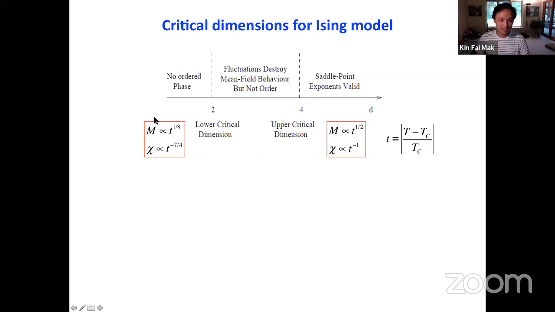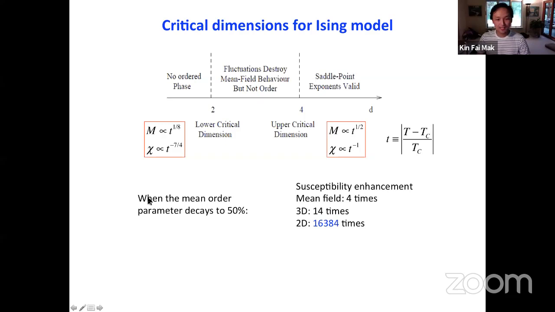For instance, the magnetization would now scale with the reduced temperature with the power 1/8, and there's also a significant change in the power law dependence for the magnetic susceptibility. You may say that this seems to be a rather insignificant change of the power law, but let's actually do an estimate. Let's compare when the magnetization, or the mean order parameter, decreases to about 50% of its zero temperature value, and look at the susceptibility enhancement.